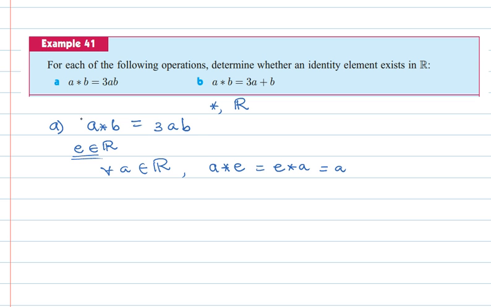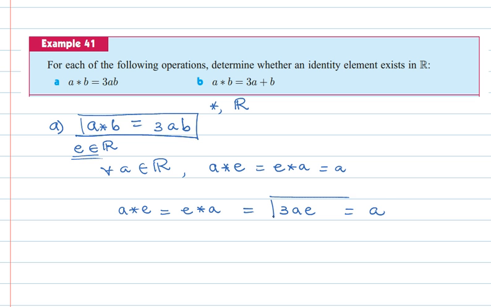What does this mean in terms of this defined binary operation here? It would mean that A operation E, which is the same as E operation A, should be equal to 3AE. Now what we want to do, and this should be equal to A, is determine the value of E as defined by this binary operation. Obviously 3AE is the same as 3EA because multiplication of numbers is commutative.